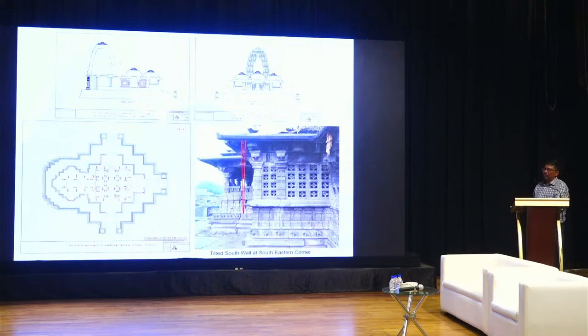The main cause of damage to the structure is uneven settlement of the structure. So this settlement is not uniform. So we carried out the survey, and the plan on the left side gives the various levels of the layers.